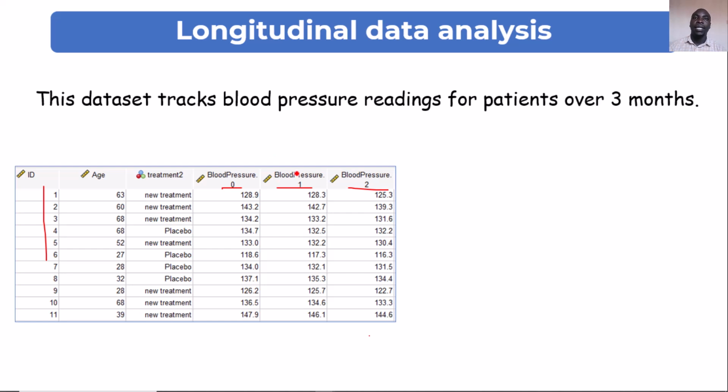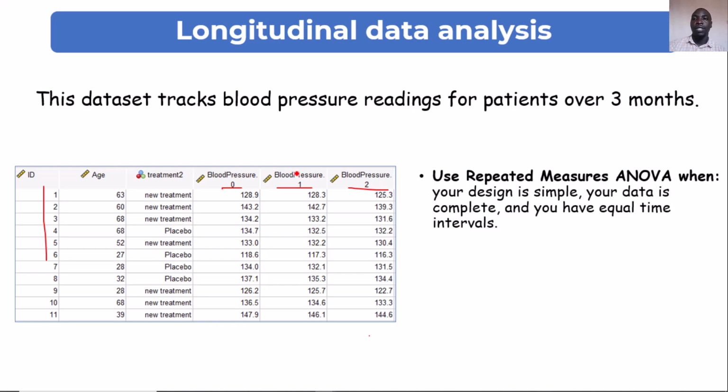By having these repeated measurements, you would think of why not use repeated measures ANOVA. Yes, repeated measures ANOVA can work, but remember it also has some limitations. For example, if you are to use repeated measures ANOVA, you need your design to be simple. Not to complicate things, but if you have designs like pre and post tests where you just have a few measurements you're making, it would work.